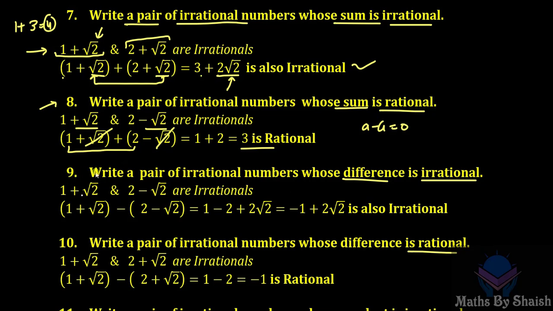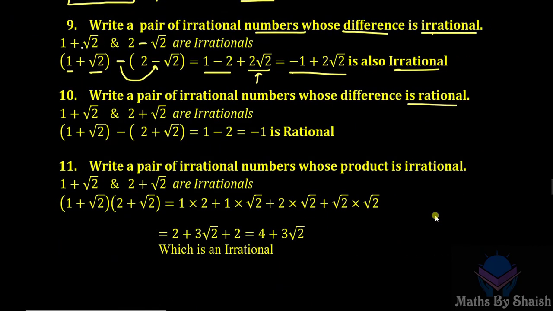So that's how we decide. Similarly, the 9th one: write a pair of irrational numbers whose difference is irrational. Now we require an irrational number, and difference means subtraction. We could have chosen any other numbers, as long as the irrational part is not cancelled. Otherwise I have chosen the same type of irrational numbers. If we subtract, the minus makes the signs change, so we get 1 minus 2, and root 2 plus root 2, which is 2 root 2, and if it remains there, it is an irrational number. So finally we got minus 1 plus 2 root 2, which is irrational.